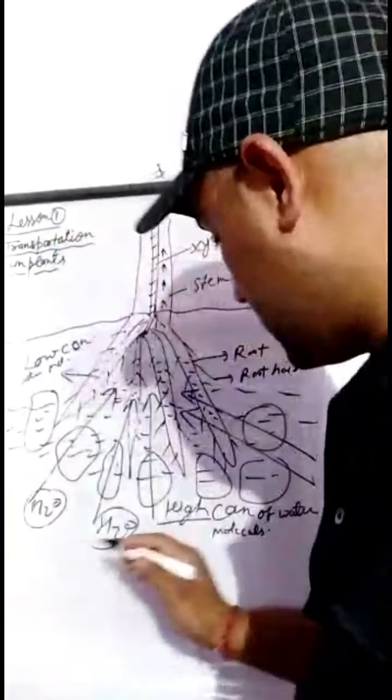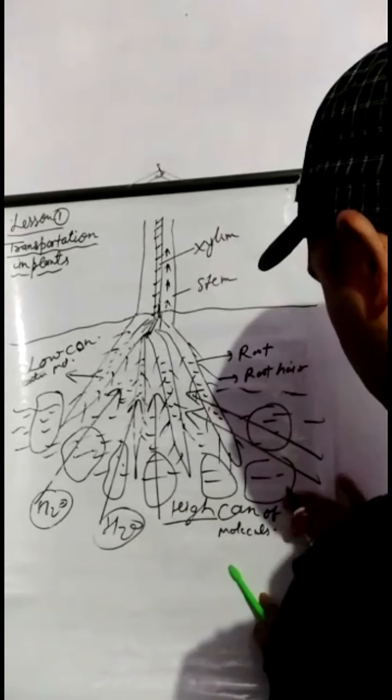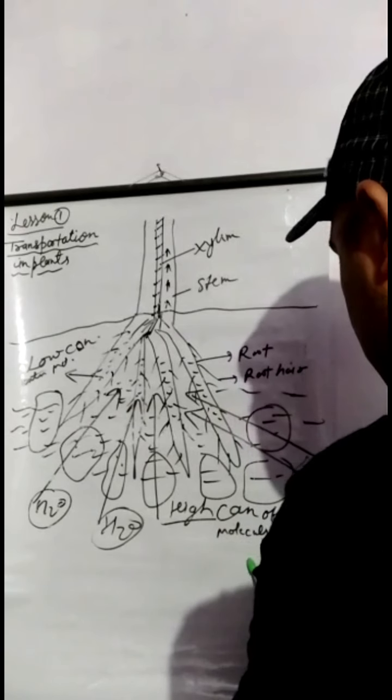Understand? Now there are two cases in the absorption of minerals, by diffusion or by active transport. If the concentration level of minerals is high in soil, suppose if there is high concentration of, not water this time, now we'll talk about the minerals.